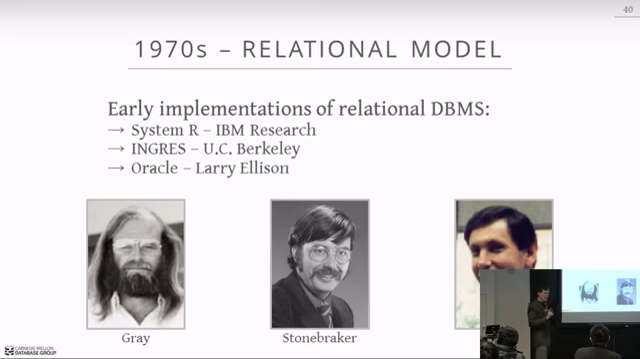So it was basically two or three groups in California got together and took Ted Codd's paper and actually tried to make it work, tried to build a database system that implemented the relational model. The two most famous ones are System R out of IBM Research in San Jose, and then Ingres, which was a project out of the University of California led by Mike Stonebraker, who won the Turing Award this year, and who was one of my advisors when I was in grad school.